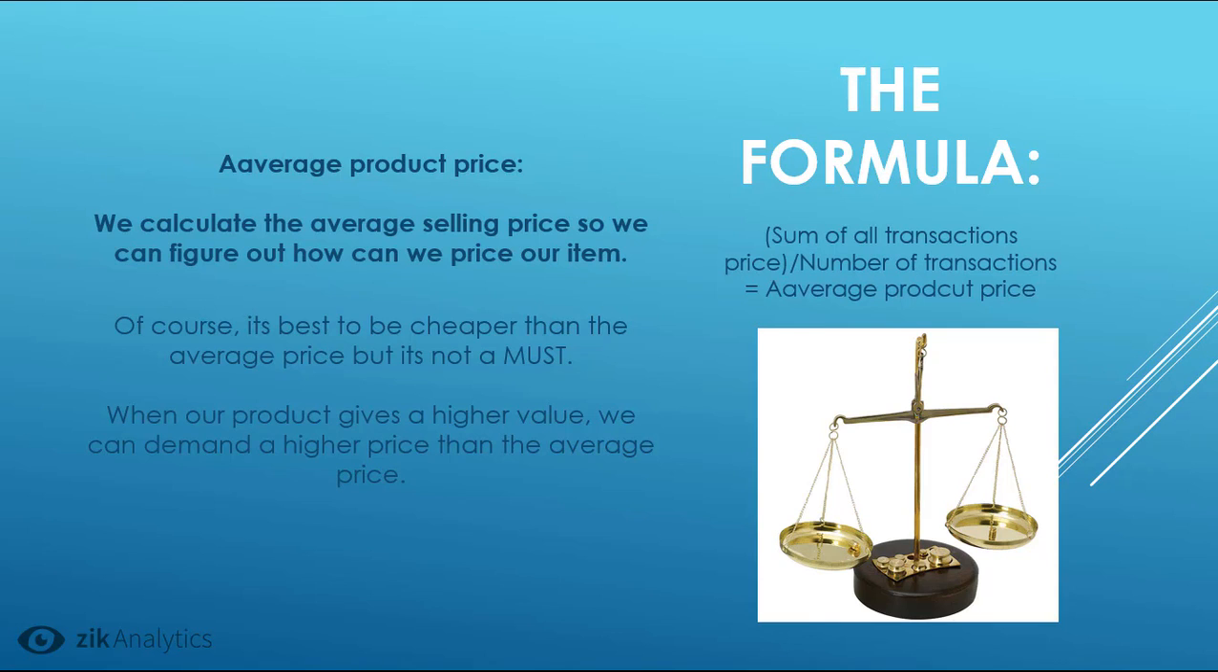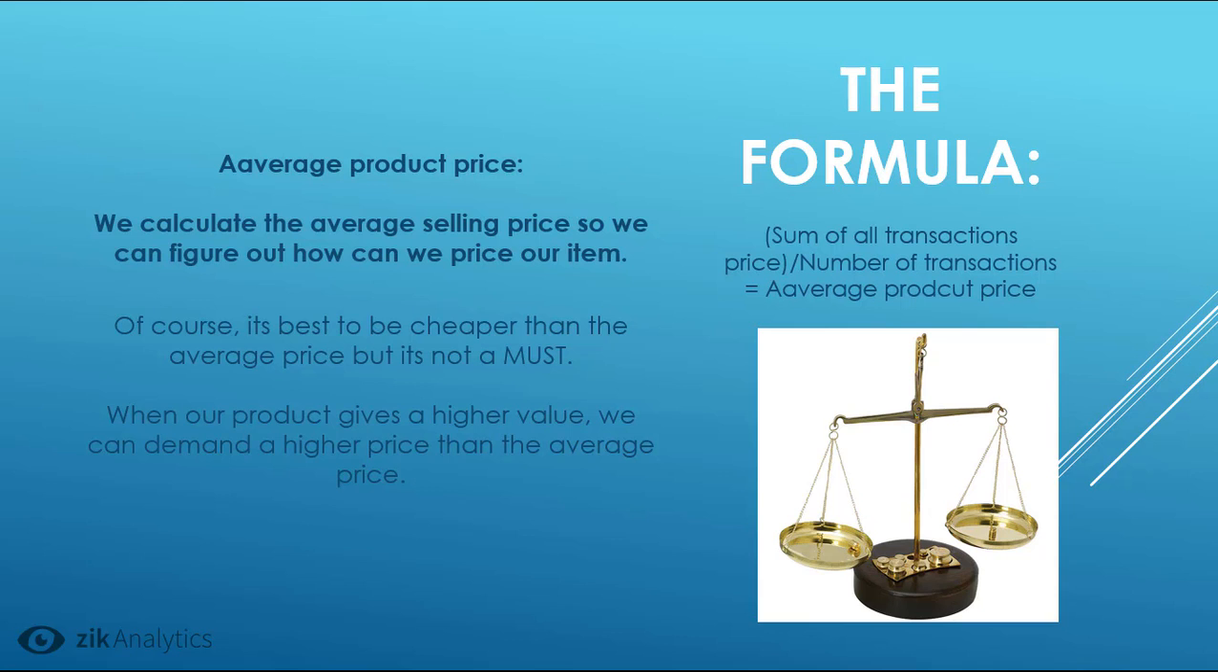We calculate the average selling price so we can figure out how to price our item alongside the competition. Of course, it's best to be cheaper than the average price, but it's not a must. You don't have to do that to sell. When our product gives a higher value, we can demand a higher price than the average price. If it's better than the others, we can price it higher than the average price and we still will be able to sell.